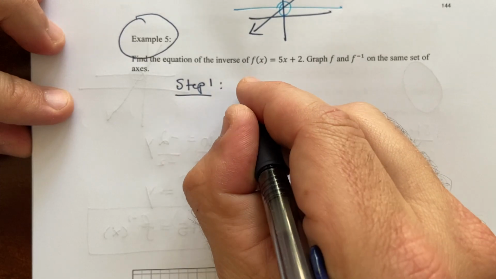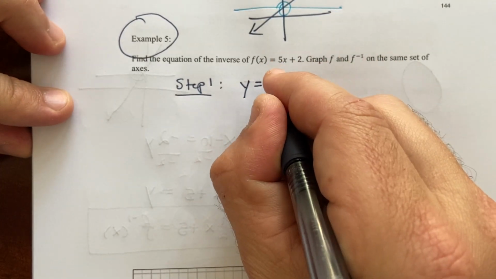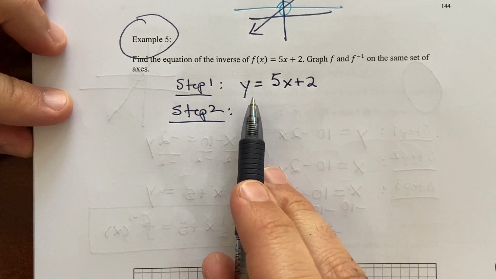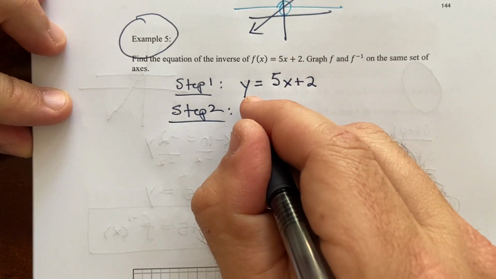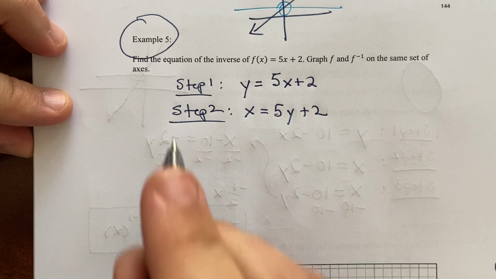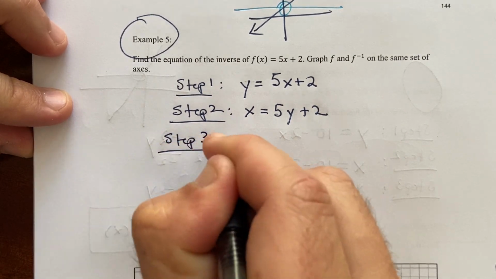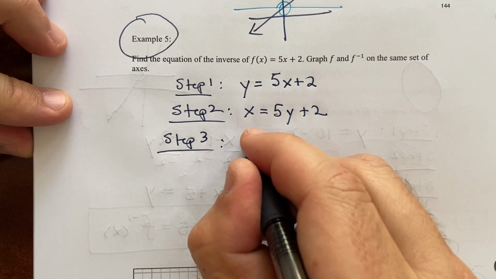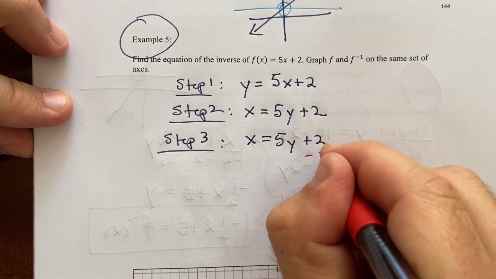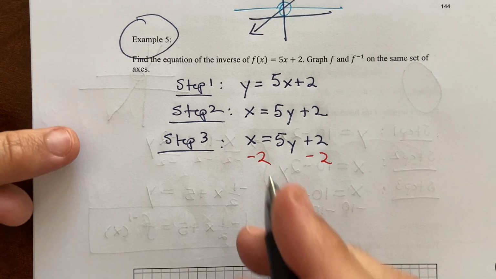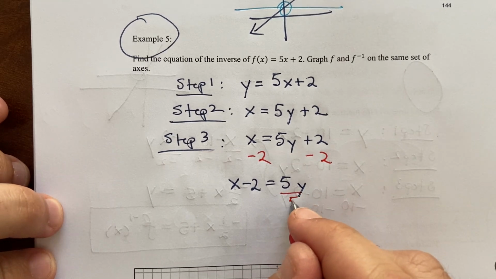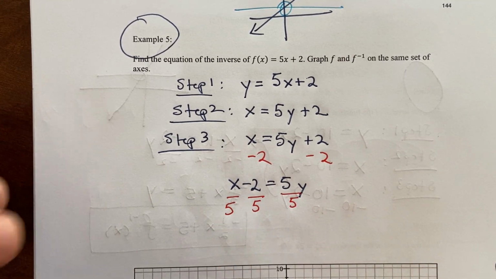So step one said replace f of x with y. So there's step one. Step two was literally switch x and y. So I'll have x equals 5y plus 2. Step three was solve for y. So I'll subtract 2 and then eventually divide by 5. So divide by 5, divide by 5, divide by 5.